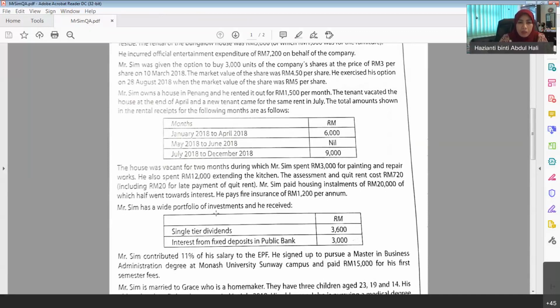And he has a wide portfolio of investments, and he receives single tier dividend and also interest from a fixed deposit in a public bank. All right, so these are section 4C, our dividend and interest.